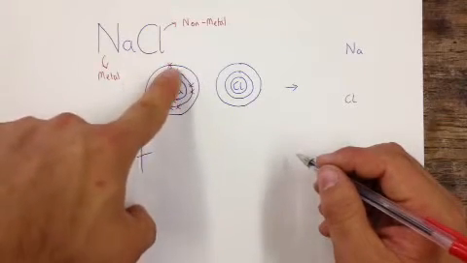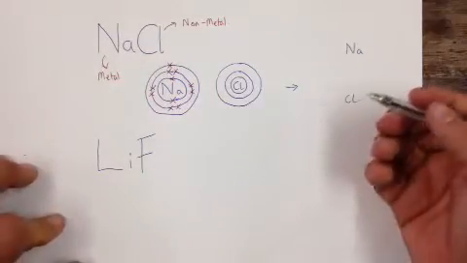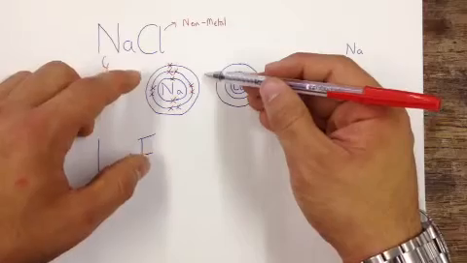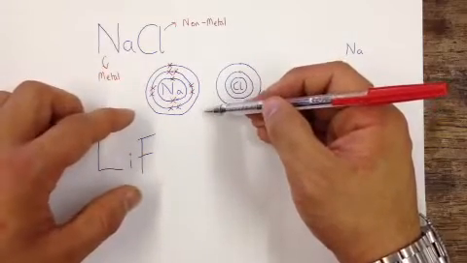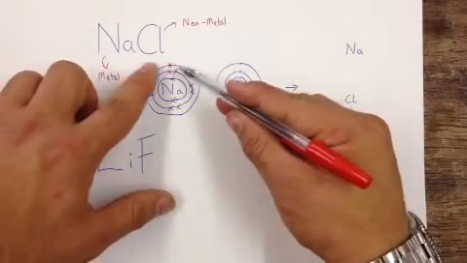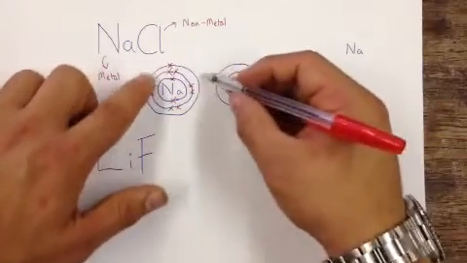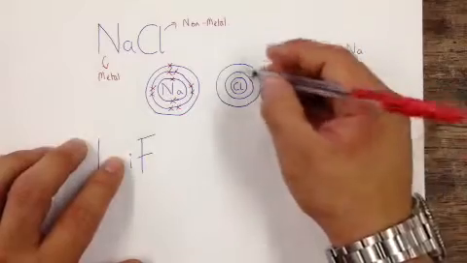Now you might think, why might it lose it, or why might it gain it? The reason for that is because atoms are most stable when they have a full outer shell. So sodium has one shell that has only 1 electron in it, so it wants to lose that electron so that it's left with a full outer shell.